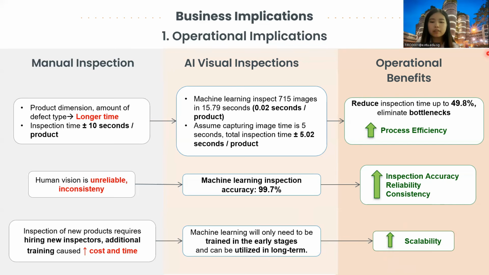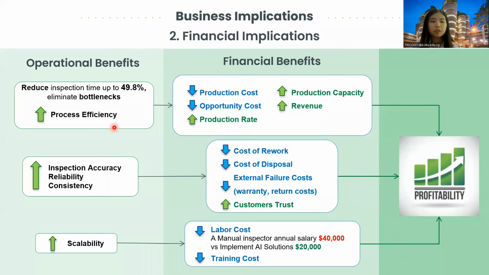These operational benefits can be translated as financial implications. With higher process efficiency, we can reduce production and opportunity costs, we can increase production rate and capacity, which will increase revenue. With higher inspection accuracy, reliability, and consistency, we can reduce unnecessary costs of rework and disposal, external failure costs, and increase customer trust. Furthermore, we can also decrease labor and training costs. Therefore, utilizing machine learning in inspection leads to higher profitability.